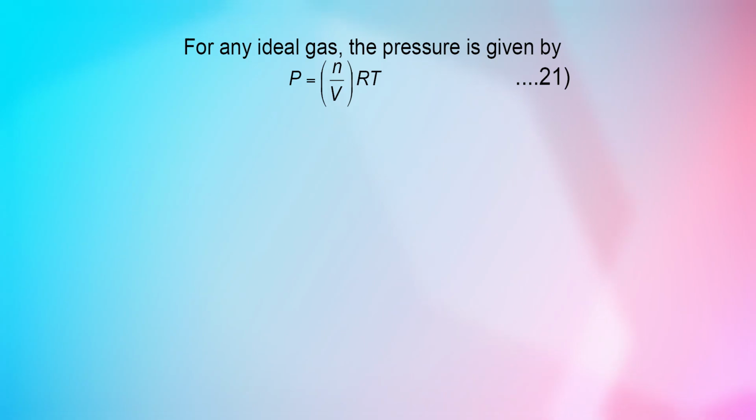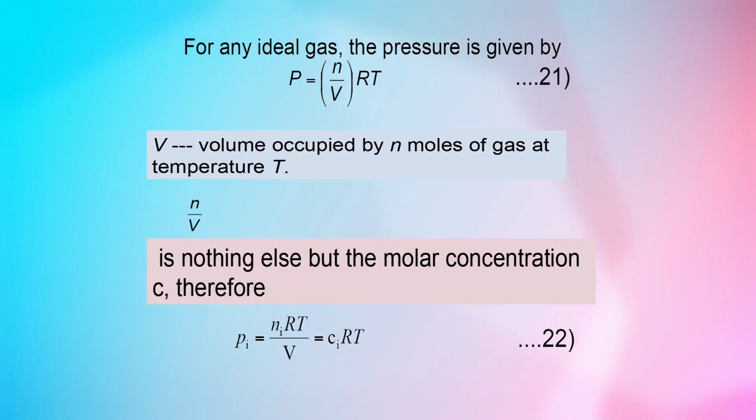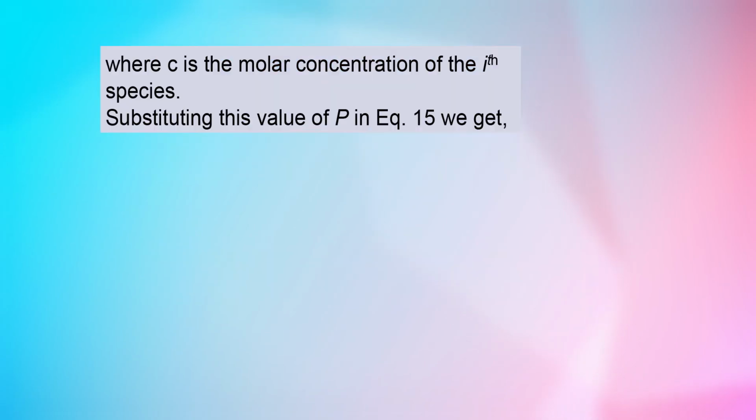For any ideal gas, the pressure is given by this equation 21, P equal to N by V RT. Now, V is the volume occupied by N moles of gas at temperature T, the absolute temperature. So, N by V, if you look at it, is nothing but the molar concentration C. So, you can write Pi equal to Ni RT by V, which is equal to Ci RT. Look at this equation 22, where Ci is the molar concentration of the ith species.